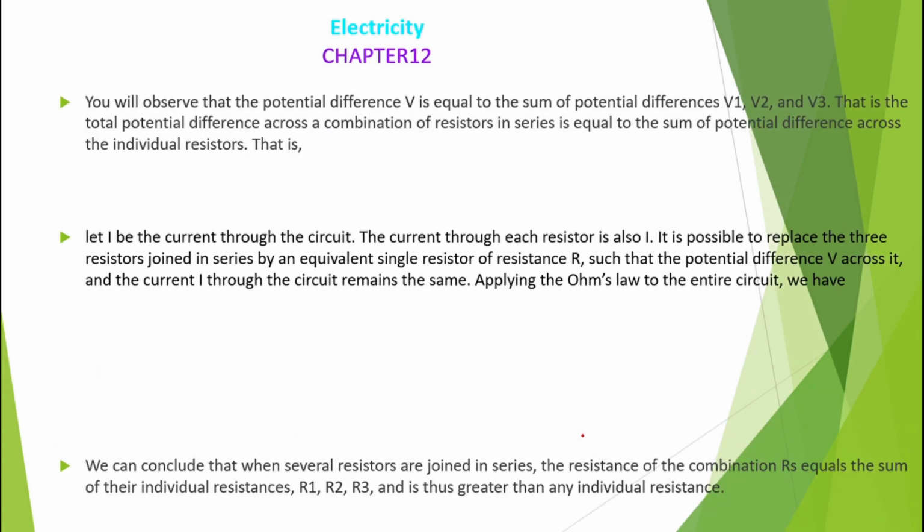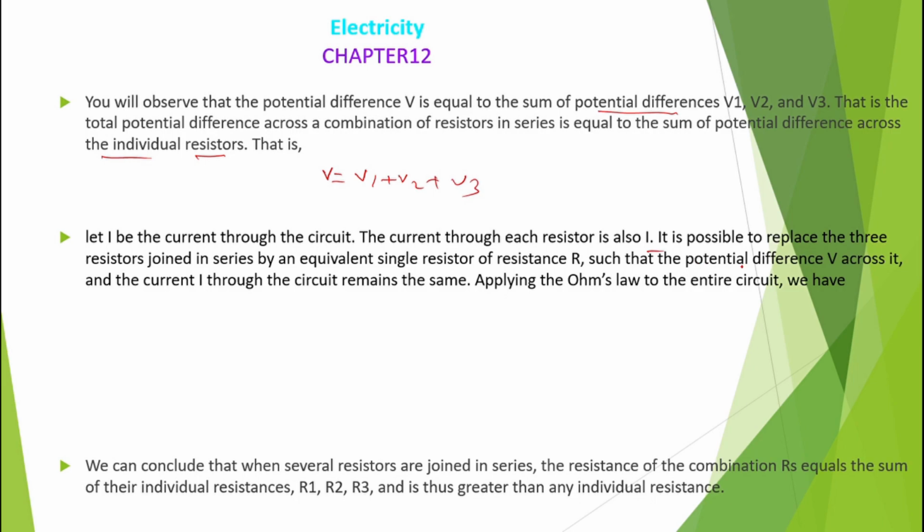Okay. So you will observe that potential difference V is equal to the sum of potential differences V1, V2, V3. That is, the total potential difference across the combination of resistors in series is equal to the sum of the potential differences across the individual resistors. That means V is equal to V1 plus V2 plus V3. Okay. Let I be the current through the circuit. The current through each resistor is also I.